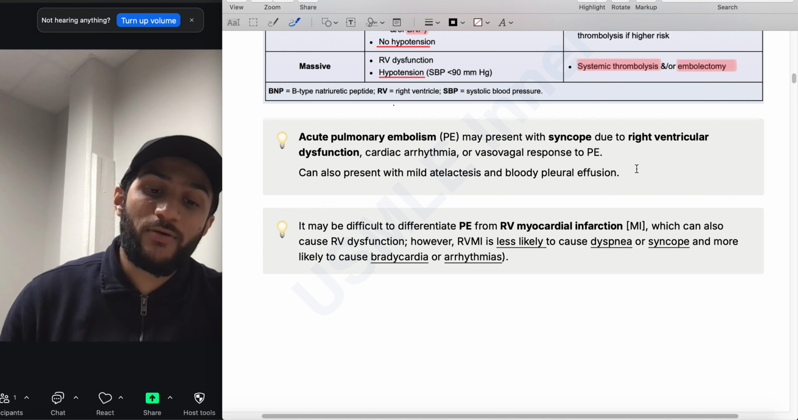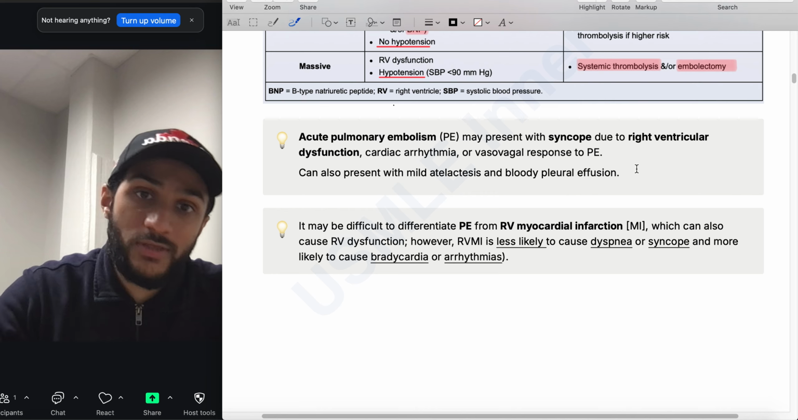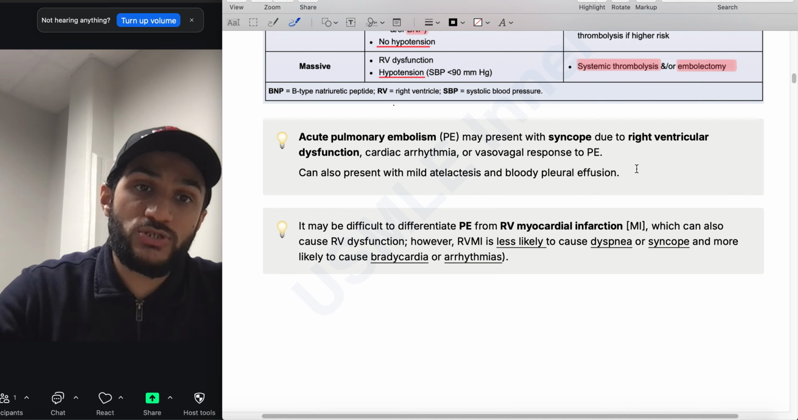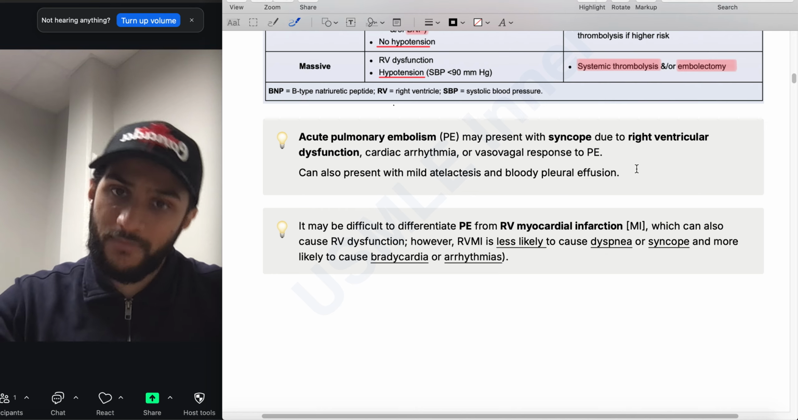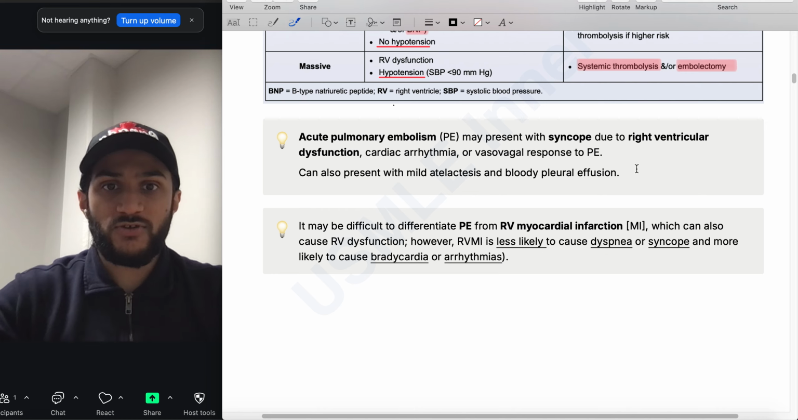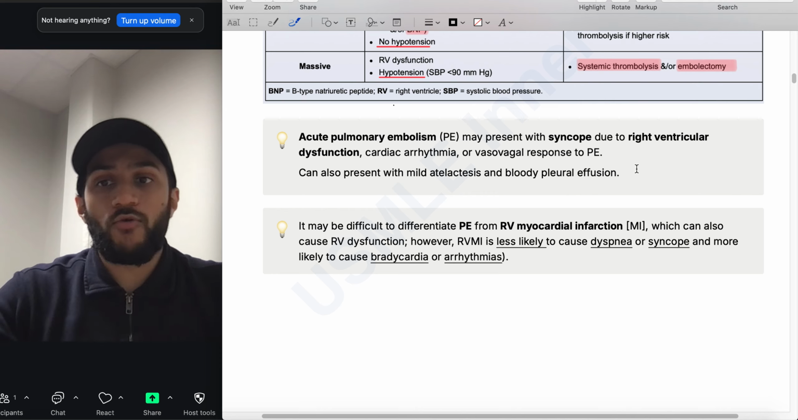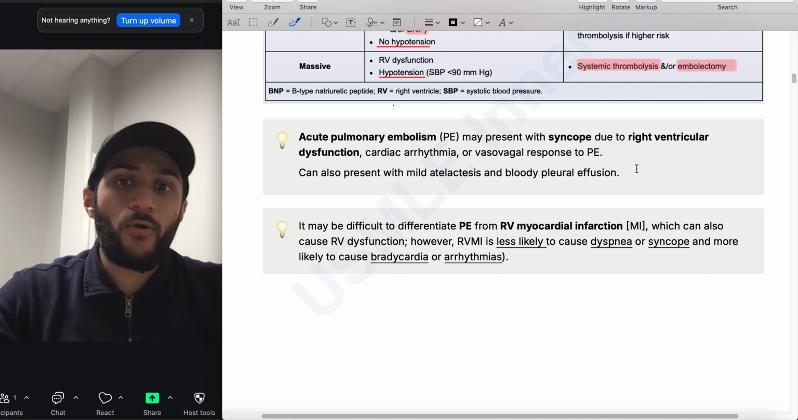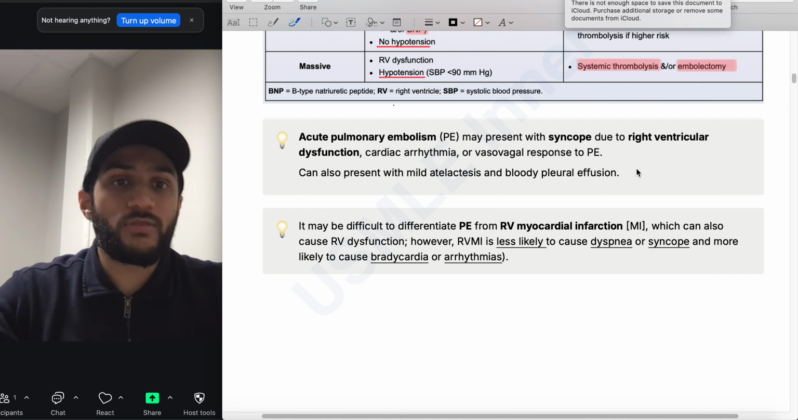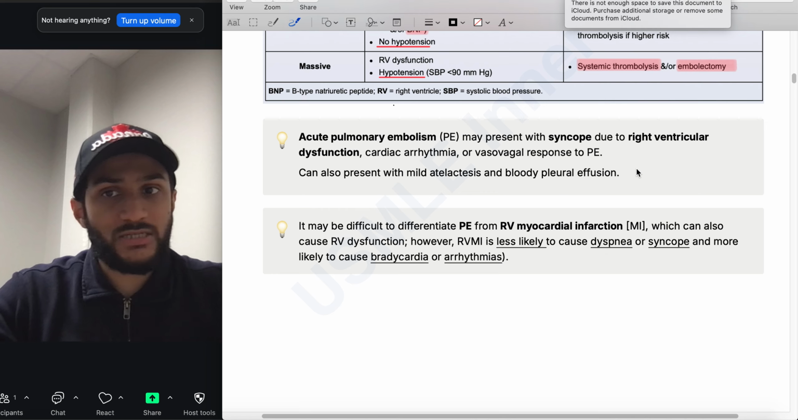Then we can see acute pulmonary embolism may present with syncope due to right ventricular dysfunction, cardiac arrhythmias, or vasovagal response to pulmonary embolism. It can present with mild atelectasis and bloody pleural effusions. It may be difficult to differentiate pulmonary embolism from right ventricular MI, which can also cause RV dysfunction. However, right ventricular MI is less likely to cause syncope or dyspnea, or less likely to cause bradycardia or arrhythmias. Right ventricular MI doesn't really cause dyspnea or syncope.